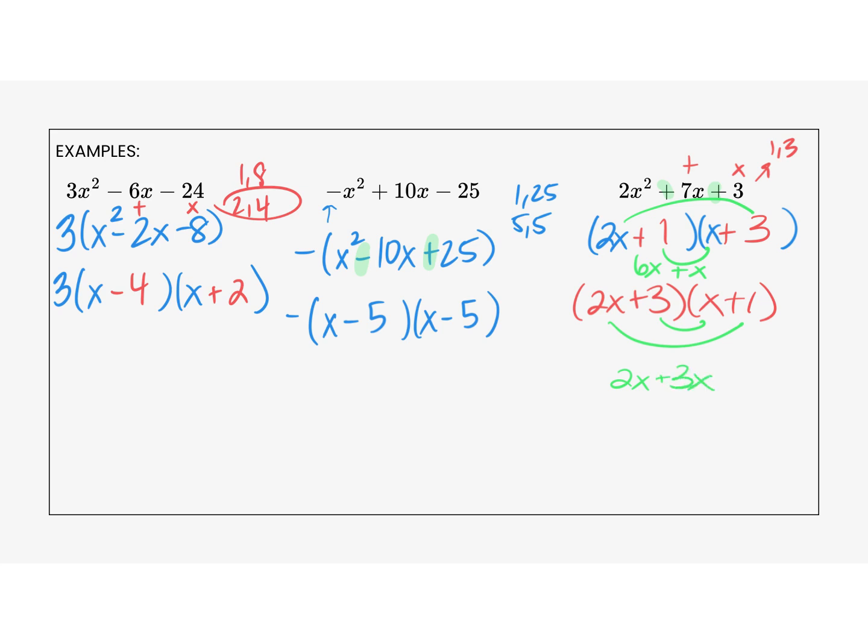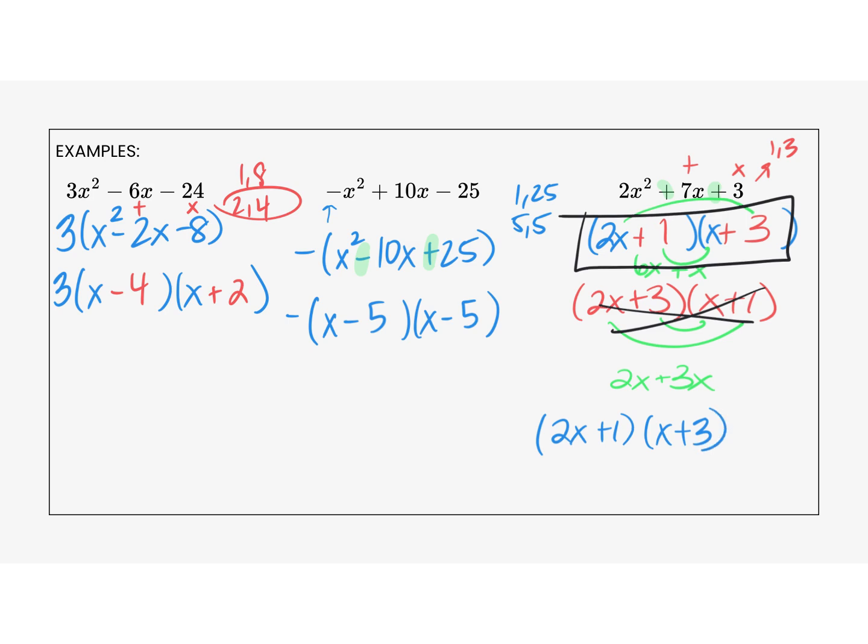Okay, so that tells me that that is not the right answer, that this top one is. So I'll rewrite it just so we're clear. So it's going to be 2x plus 1 times x plus 3. That would be my final answer.